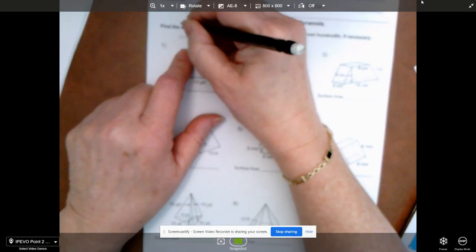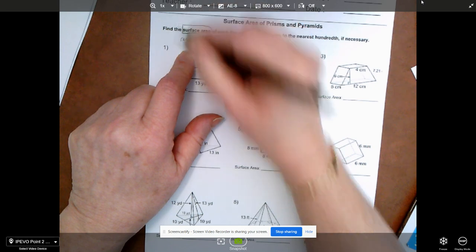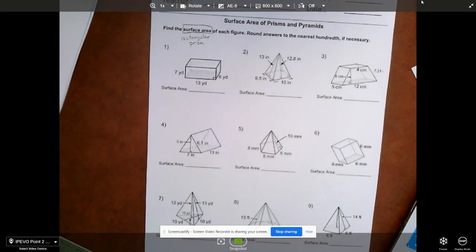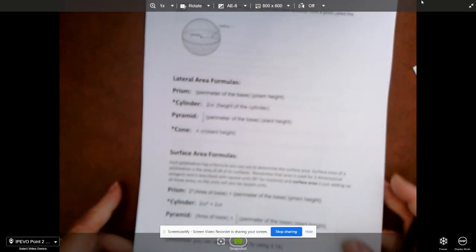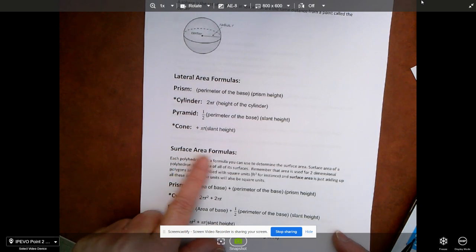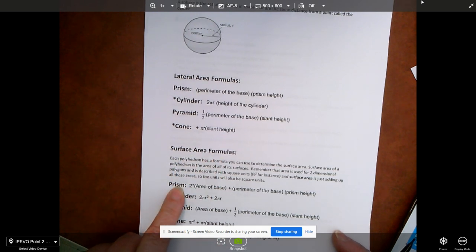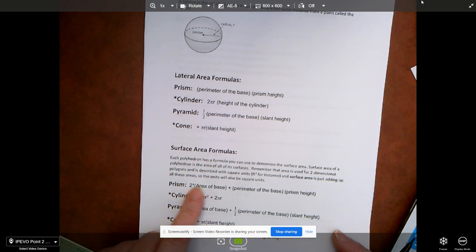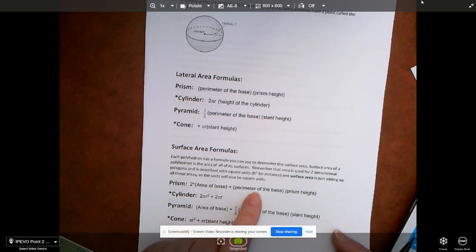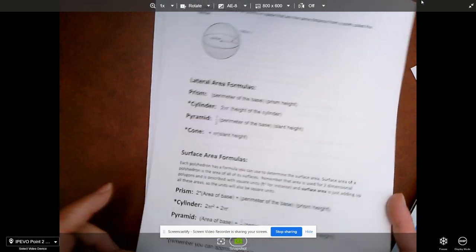It asked to find the surface area. That's what it asked me to find. So I'm going to go to my notes. I'm going to go to the surface area part, and I'm going to find the area of the prism. And it says 2 times the area of the base plus the perimeter of the base times the prism height. So let's take each one of these separately.